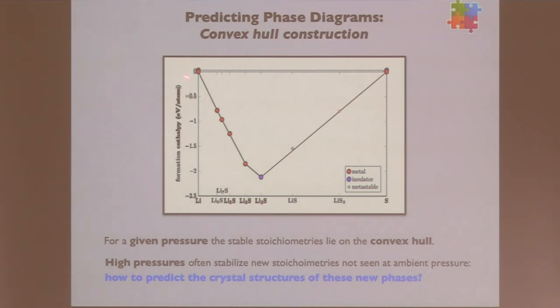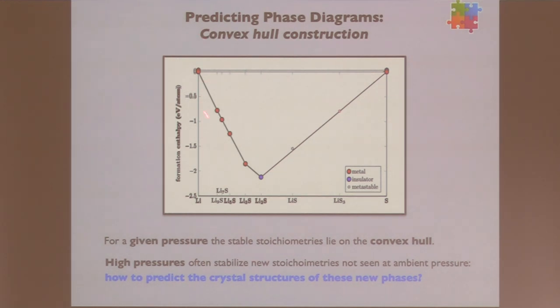Then you see that basically on your convex hull, you have many more phases that are appearing. What is the problem that you have in this case? When you apply pressure in this range, very often you don't know what to do with these phases here. So these phases are not known, and you don't know the crystal structure of these particular compositions.